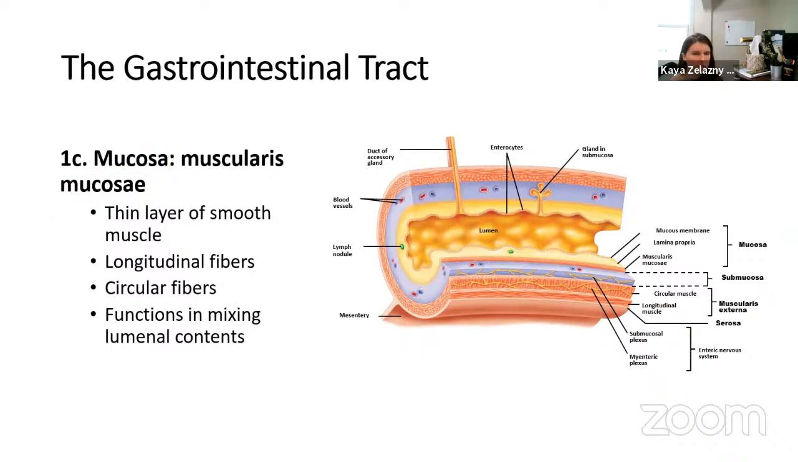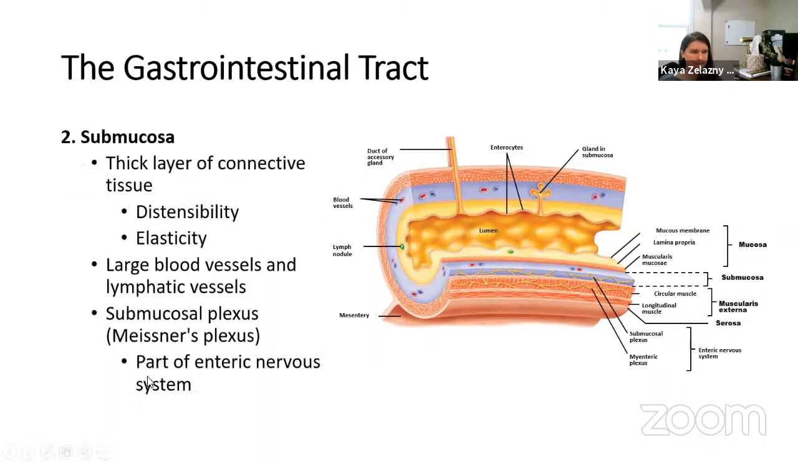Most of the movement we're going to see in our gut is going to come from our larger layer of muscle, our muscularis externa, which has a similar arrangement of fibers. But this thin layer, this muscularis mucosae, functions in helping to jostle around the food in the lumen. So it has a little bit of function in allowing your food and any acids or other molecules you're secreting to aid in digestion to mix together in the lumen. So that's its role here. Okay.